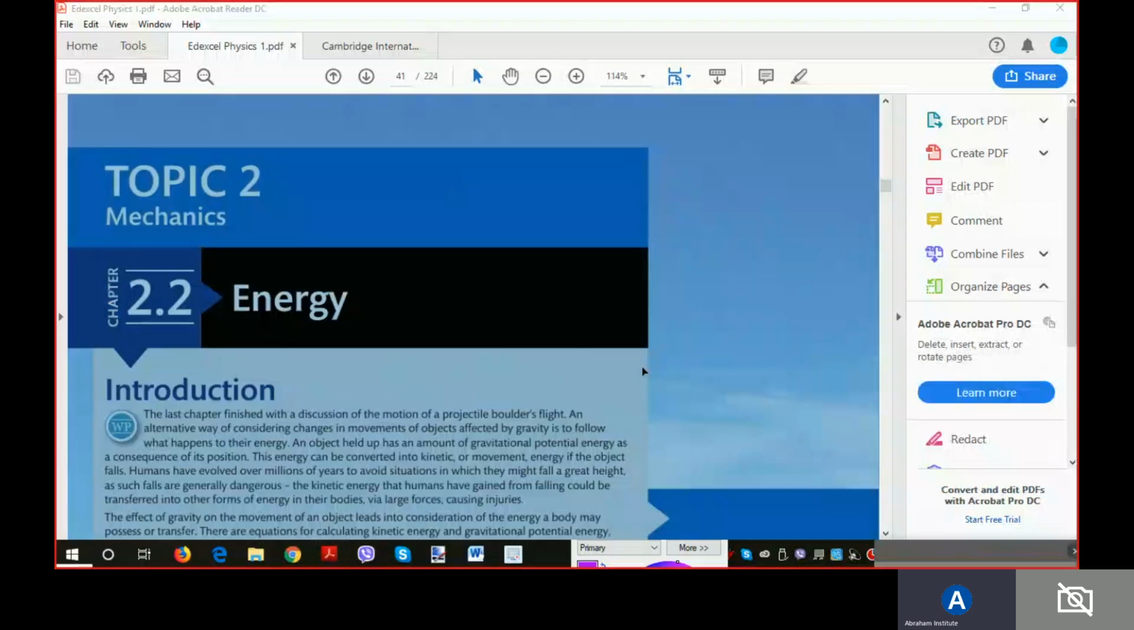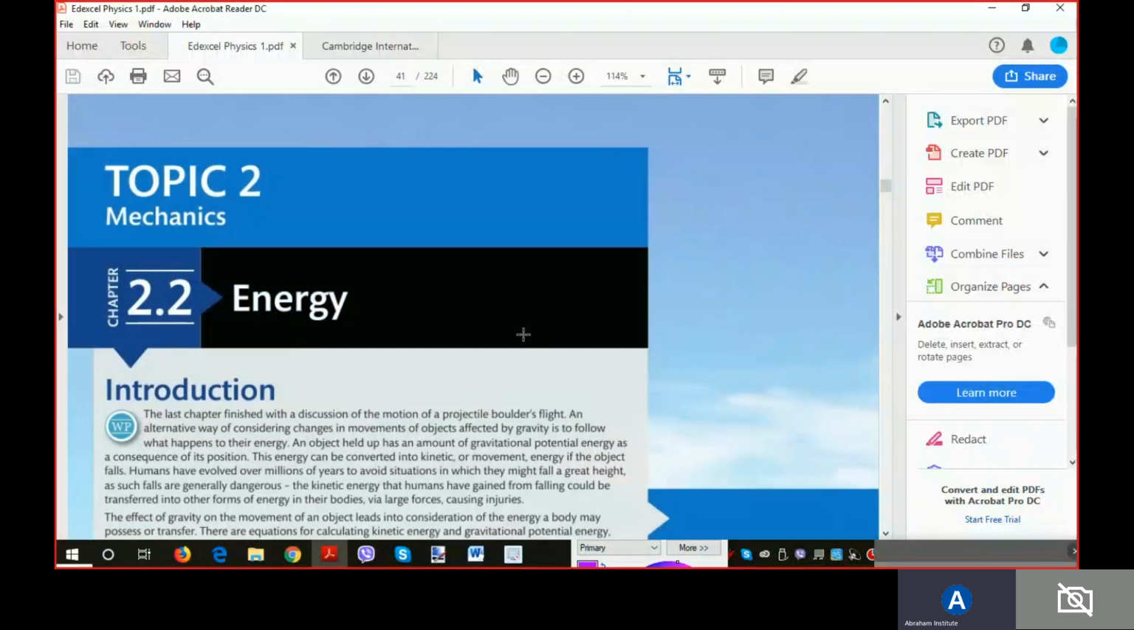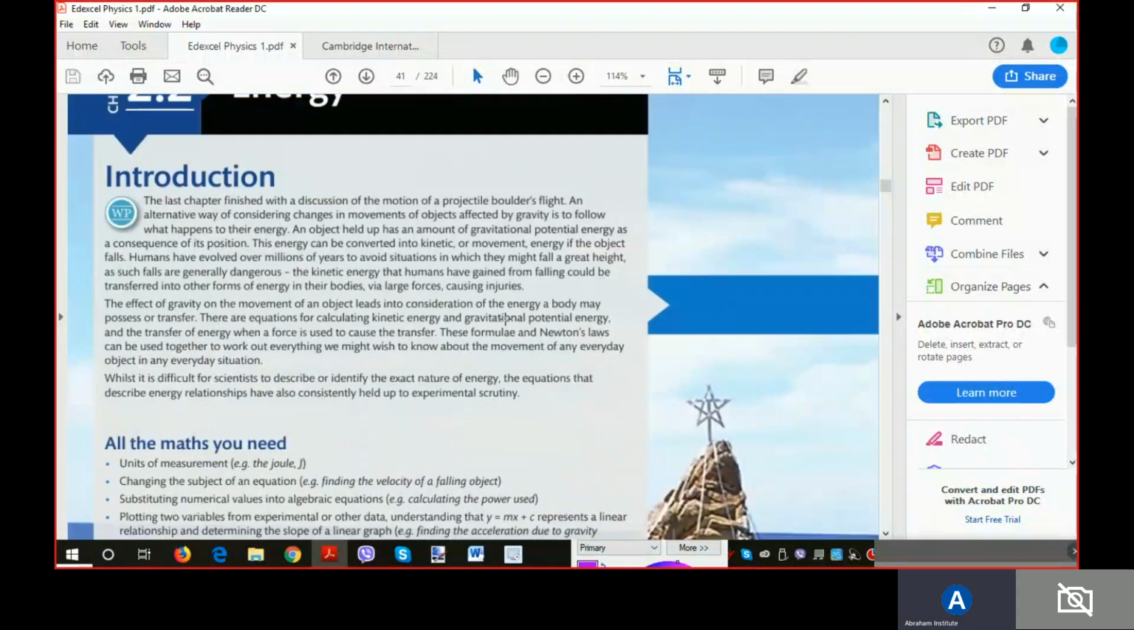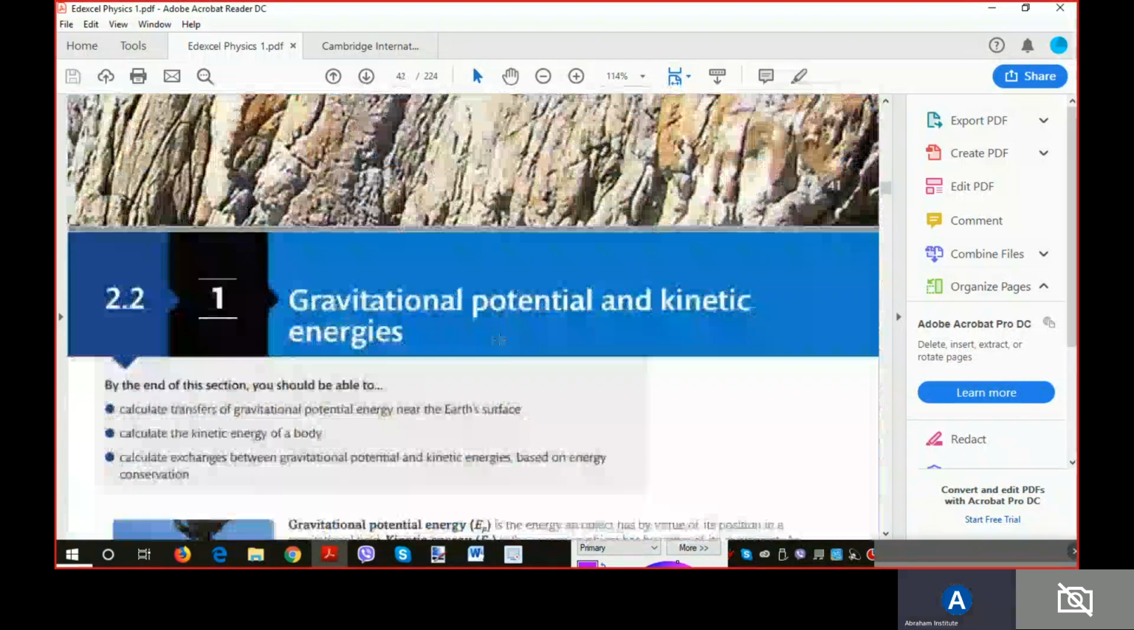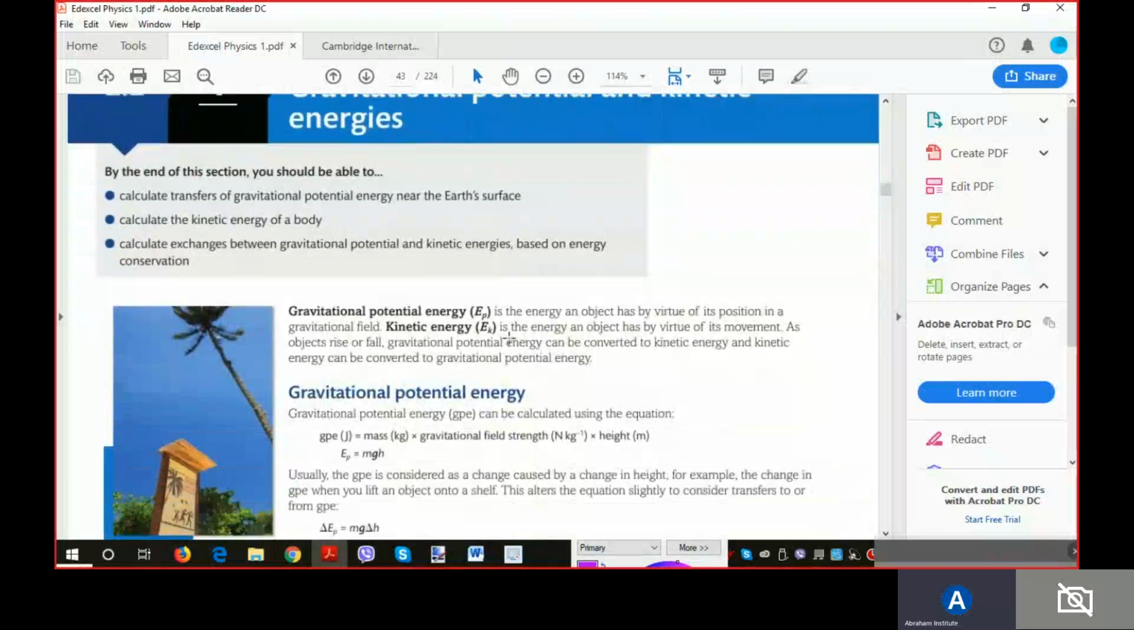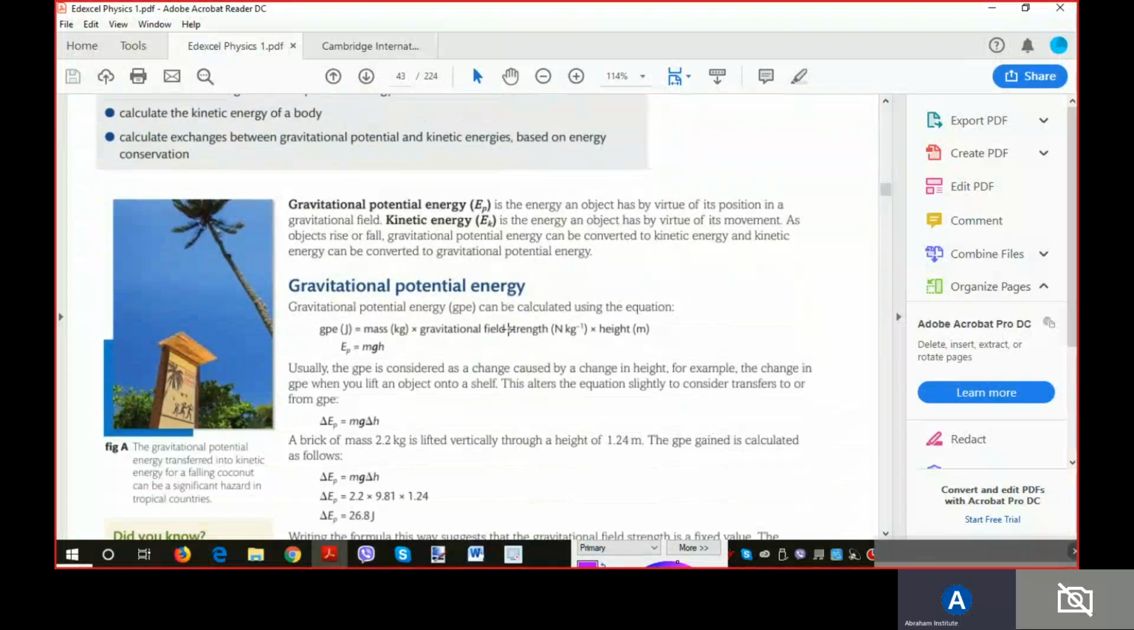All right, the next topic, energy. We will start with gravitational potential and kinetic energies. Gravitational potential energy, you should know this equation. Gravitational potential energy is equal to mgh, where m is the mass of the object, g is the gravitational field strength, also called the acceleration of free fall, and h is the vertical height.